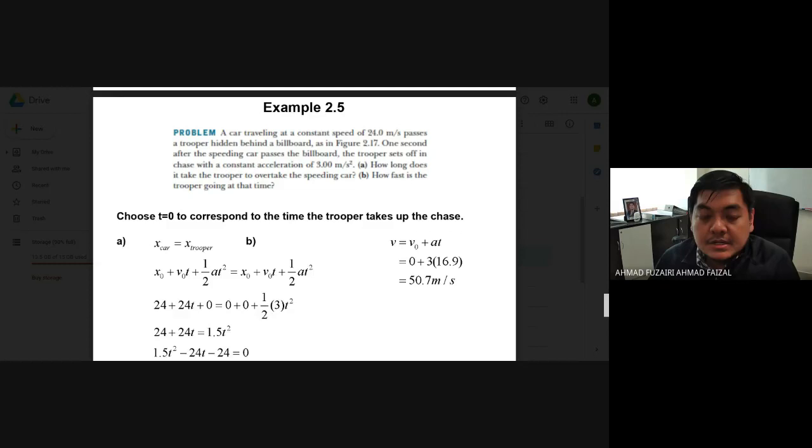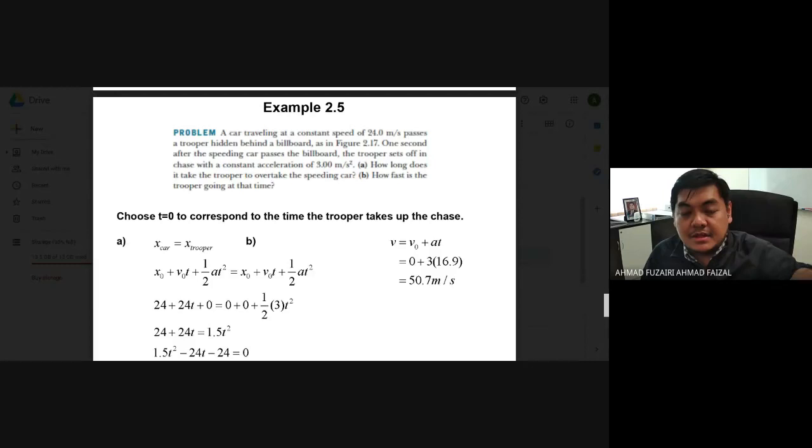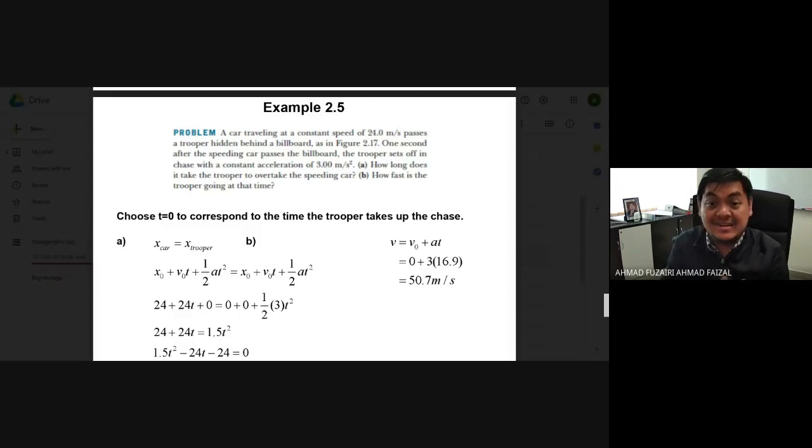So a car traveling at a constant speed. What does it mean by constant speed? Meaning that when the car travels, it will travel only at 24 meters per second, for the whole time. Meaning that at t equals 0, 24; t equals 1, 24; t equals 2, 24. So that's how you define constant speed. The constant speed has been introduced to make sure you understand that during constant speed, acceleration becomes how many?